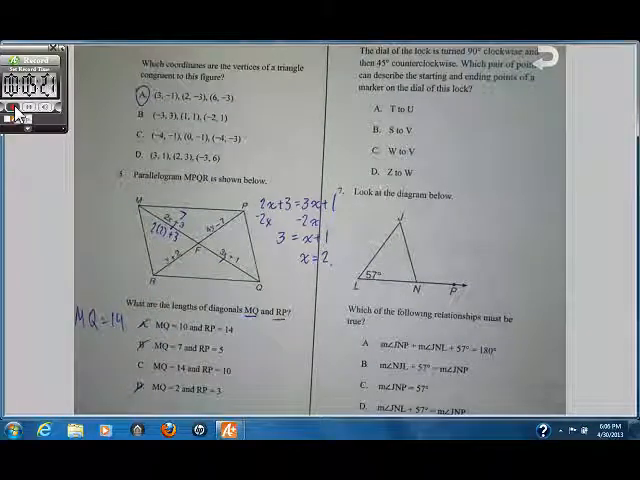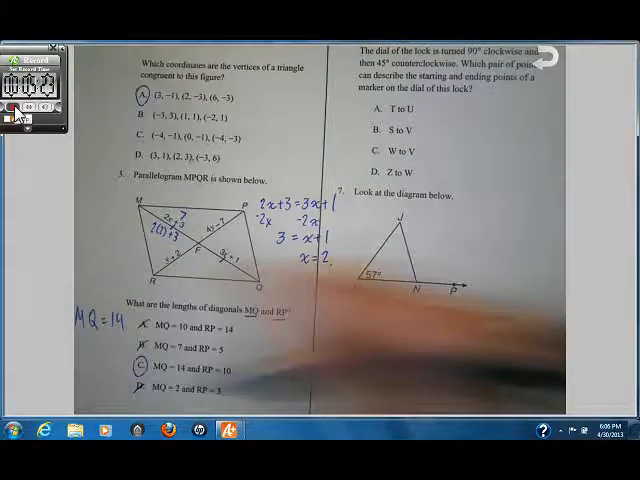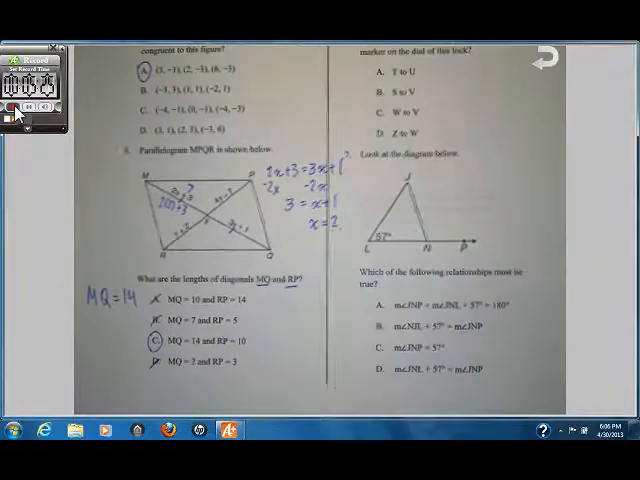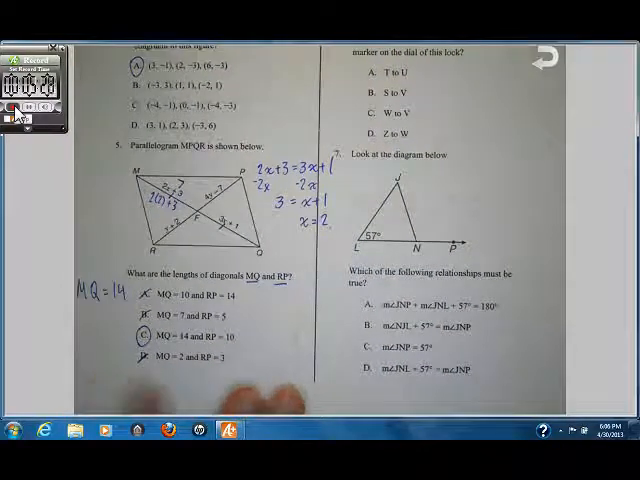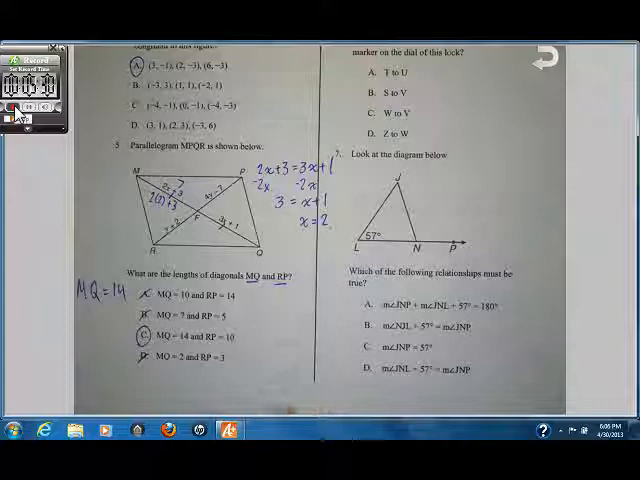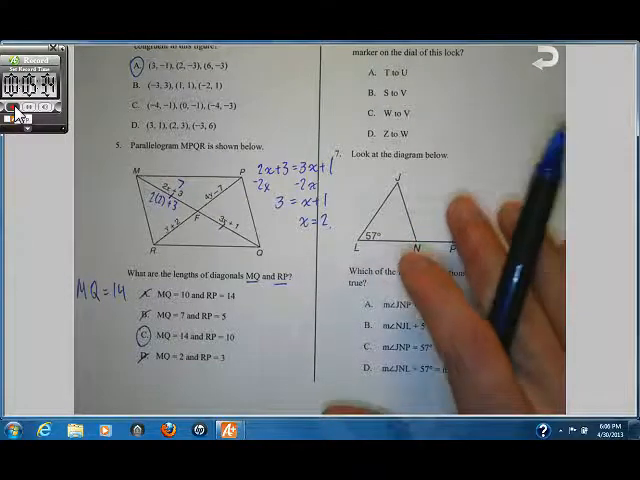Now if I wanted to be thorough, I could have done the same thing for RP, but time is a constraint and I've successfully eliminated the other wrong answer choices. Okay, next one. You have an octagon.